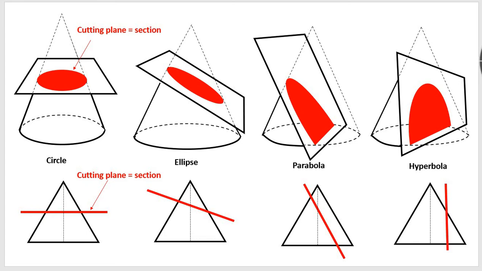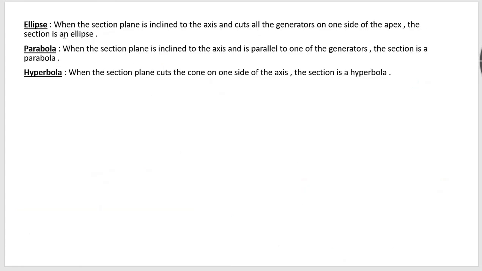Let us go to the next one. The same thing we have understood, I have written in words. When the section plane or the cutting plane is inclined to the axis and cuts all the generators on one side of the apex, the section is an ellipse. Parabola: when the section plane is inclined to the axis and is parallel to one of the generators, the section is a parabola. Then when the section plane cuts the cone on one side of the axis, the section is a hyperbola.